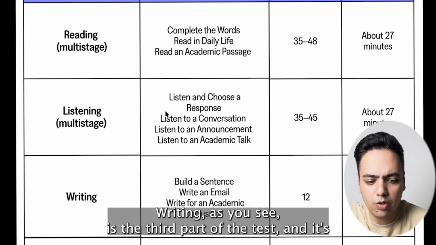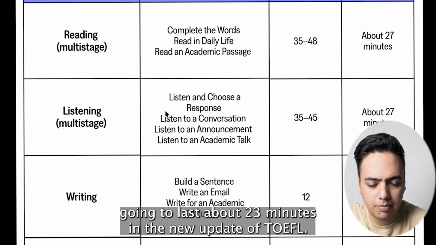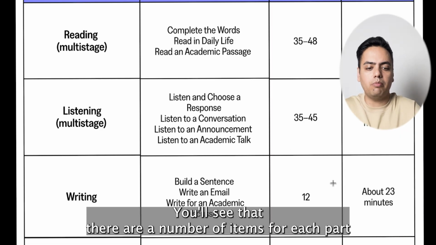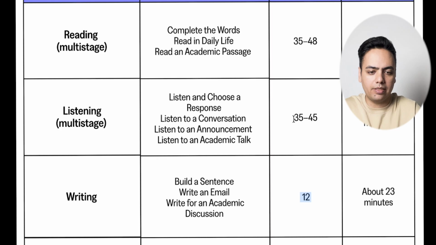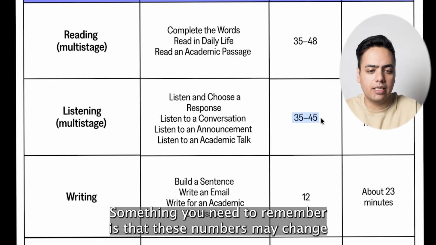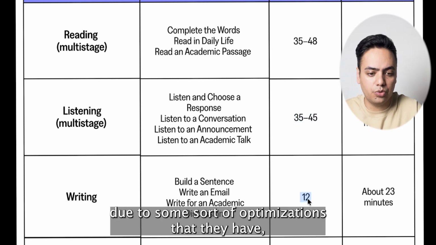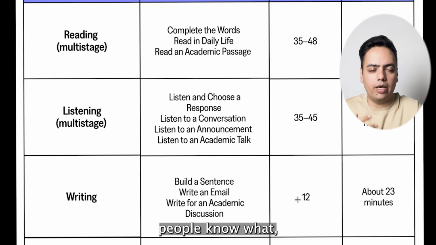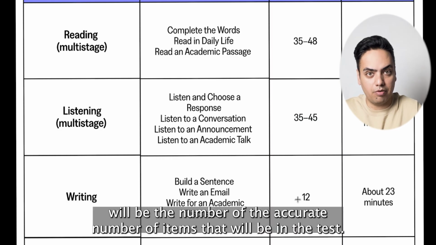Writing, as you see, is the third part of the test and it's going to last about 23 minutes. In the new updates of TOEFL, you'll see that there are a number of items for each part that tell you how many items you have to deal with in the test. Remember that these numbers may change due to optimizations, and this is an ongoing process. They're going to let people know the accurate number of items that will be in the test.